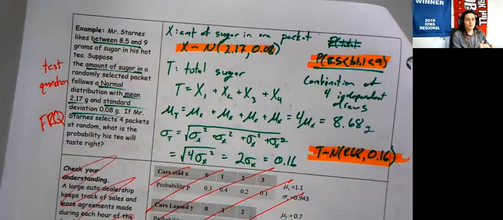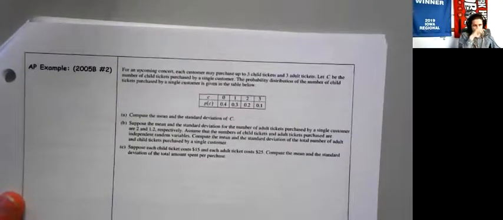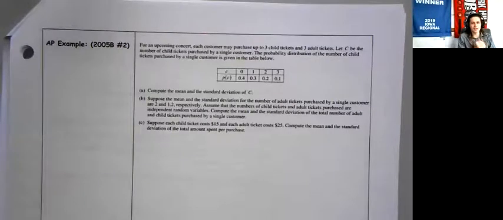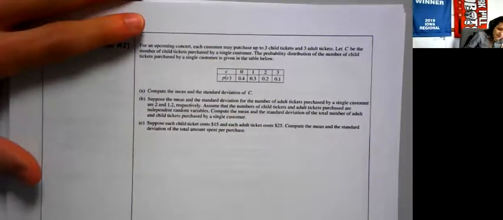Got one more question for you, and it's kind of a combination of everything. A challenge for an upcoming concert. Each customer may purchase up to 3 child tickets and 3 adult tickets. Let C be the number of child tickets purchased by a single customer. This is our last example of the day. Compute the mean and standard deviation of C. Okay, great.